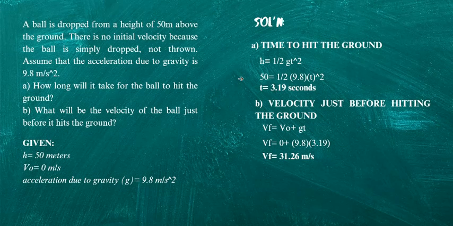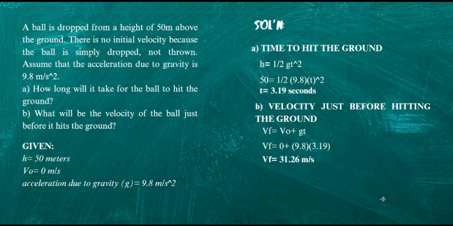So the final answer for the time to hit the ground is 3.19 seconds, and the velocity just before hitting the ground is 31.26 meters per second. So the time depends on how far and how strong gravity pulls it. The velocity gets faster as the ball falls because gravity constantly accelerates it. Using basic motion equations, we found the time and speed step by step.